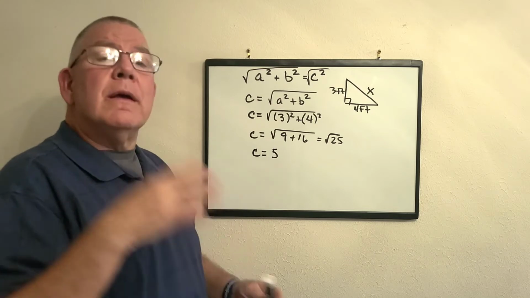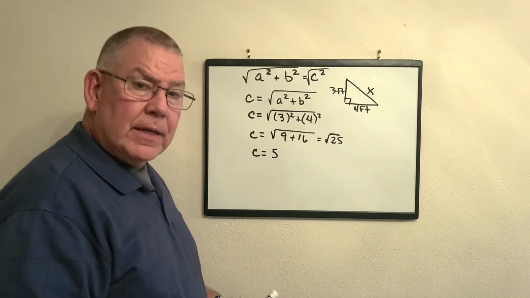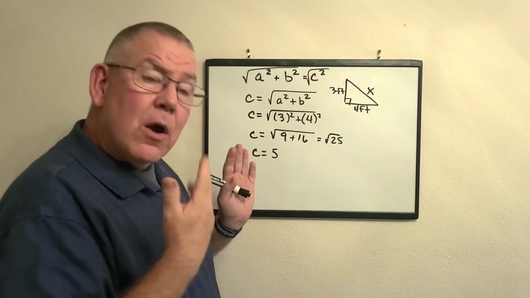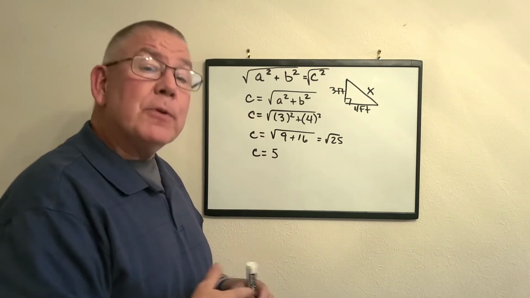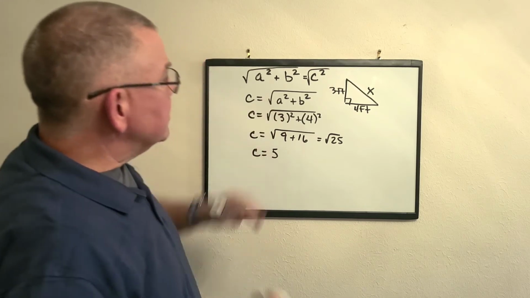Now, not everything always works out perfectly. But again, this is known as a Pythagorean triple. There's more information that your geometry teacher will tell you about that. But this is the first one.